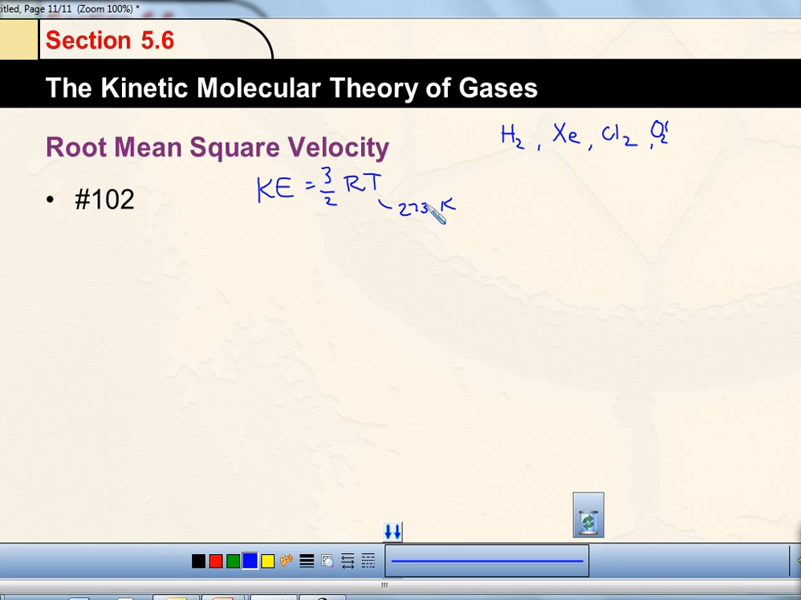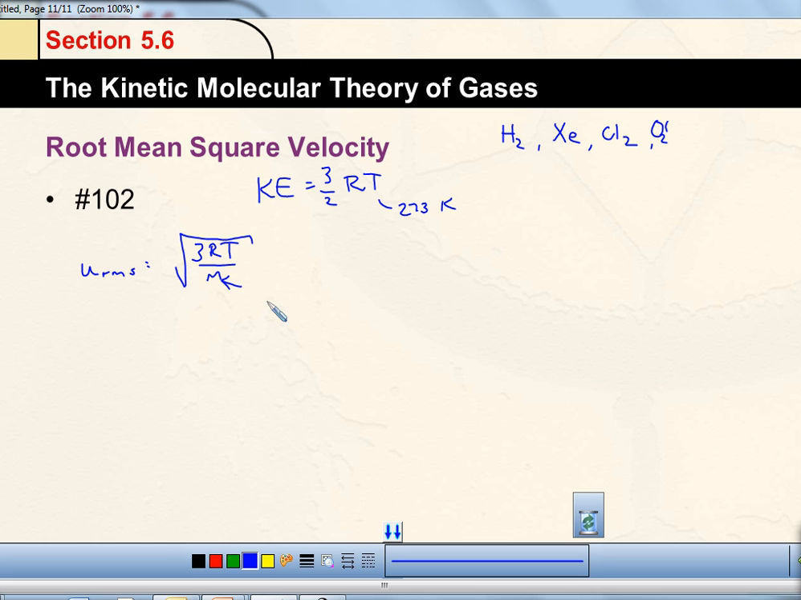Question B says, rank the gases in order of increasing average velocity. Well, that is root mean square velocity. And so we have our formula for root mean square velocity, which is the square root of 3RT over molar mass in kilograms. Again, the R for all of them is going to be the same. The temperature for all of them is going to be the same. It's molar mass that is going to be different.